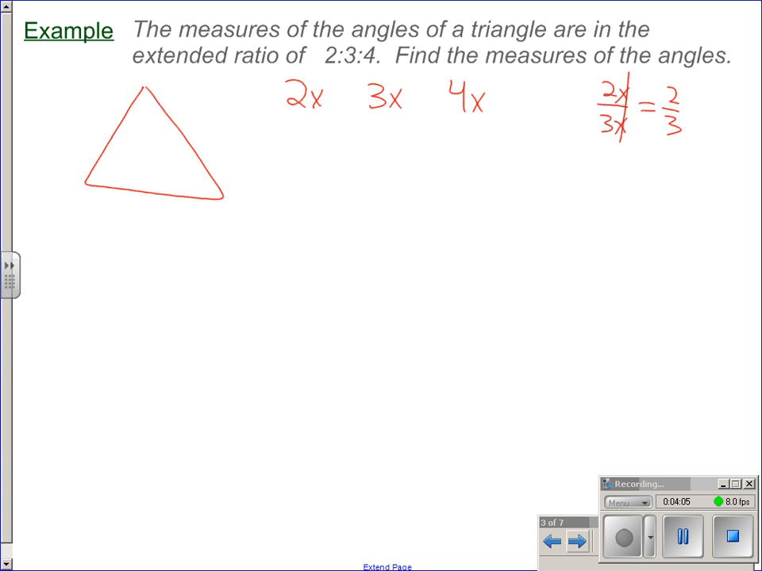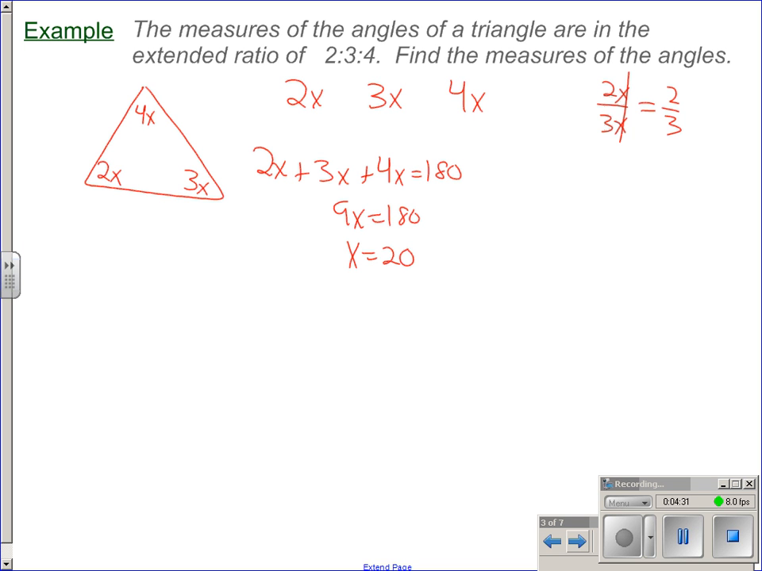So draw a triangle. One angle is going to be 2x, one's 3x, one is 4x. And as you all know, the three angles add up to be 180. So here's how we're going to solve this problem. We're going to have 9x equals 180. x is 20, but that's not the answer to the question. It wants you to find the measures of the angles.